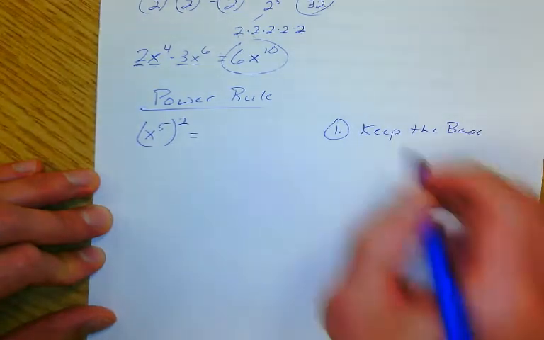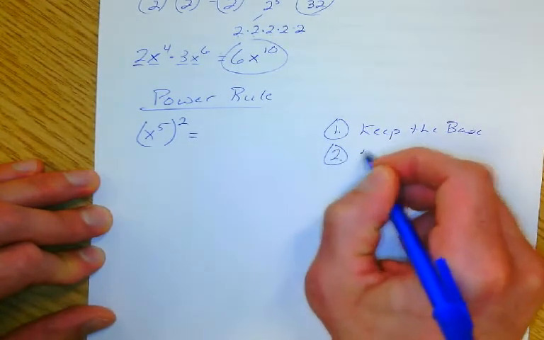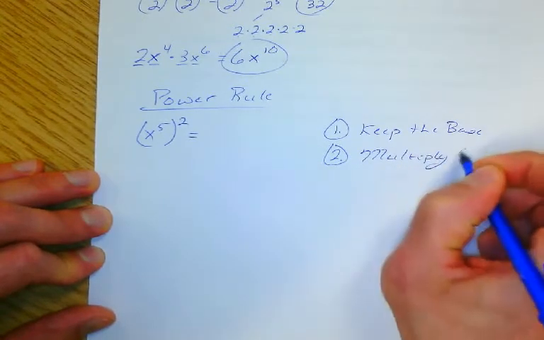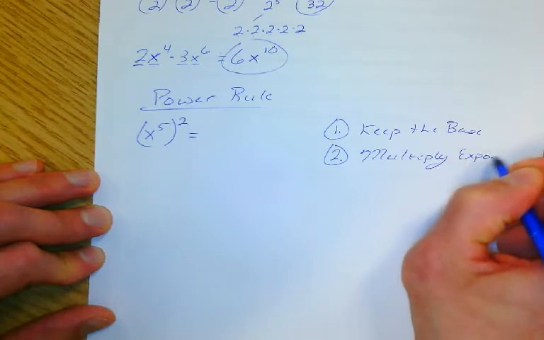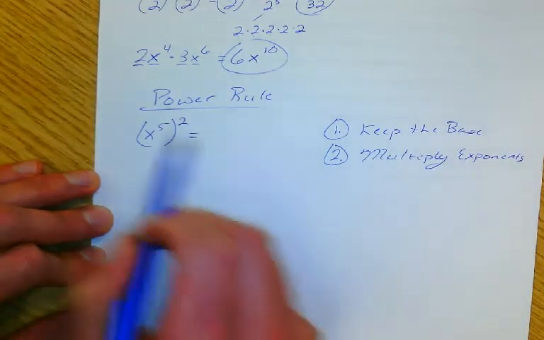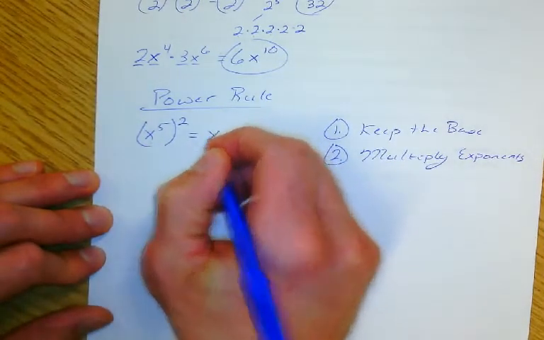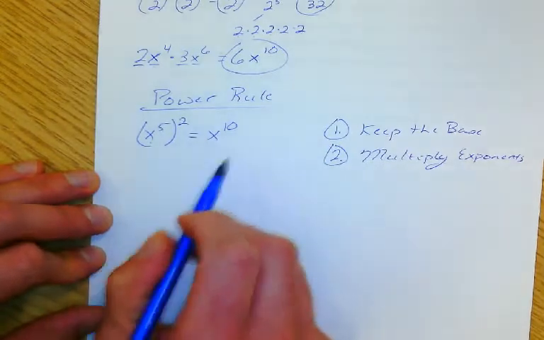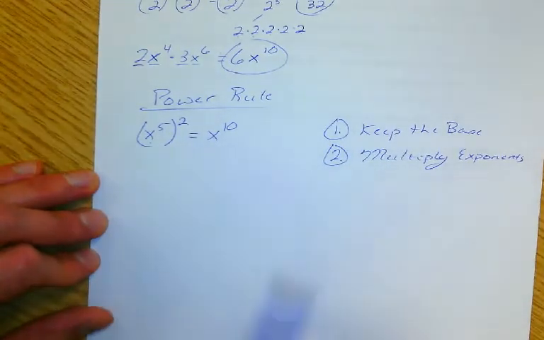Step two, multiply exponents. So two steps: keep the base, multiply exponents. Our base here is x. We are going to do 5 times 2, which is 10. So our answer here is x to the 10th.